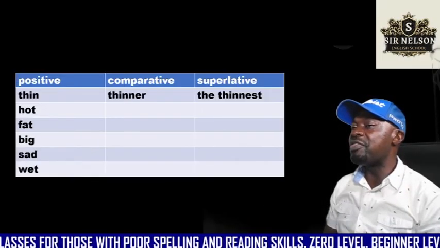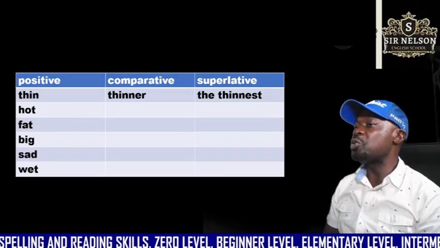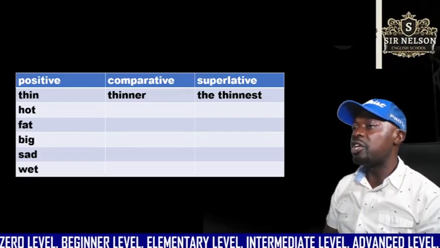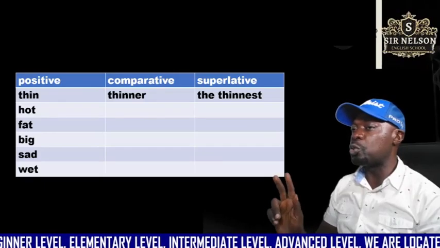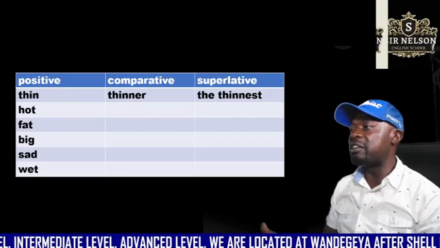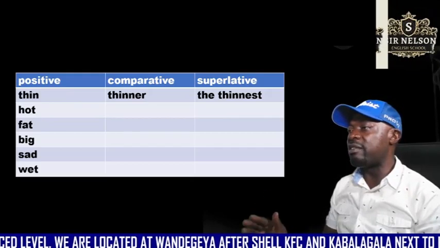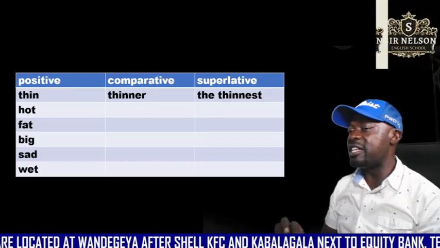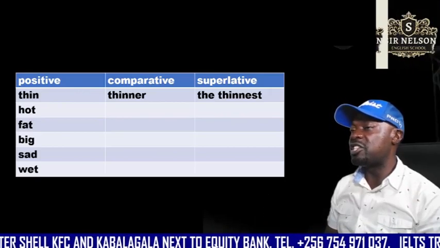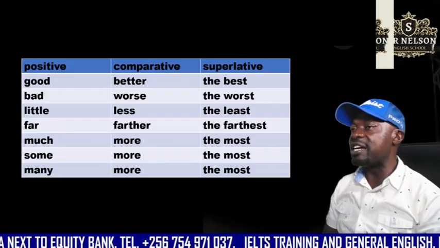We also have these very short adjectives. These ones, when you're writing, you double the last letter. Thin, you double the N. Hot, you double the T. Double means write two T's. Fat, double. Big, in the comparative and superlative, double the last letter. Sad, in the comparative and superlative, double the D. Wet, in the comparative and superlative, double the T. Complete the table.